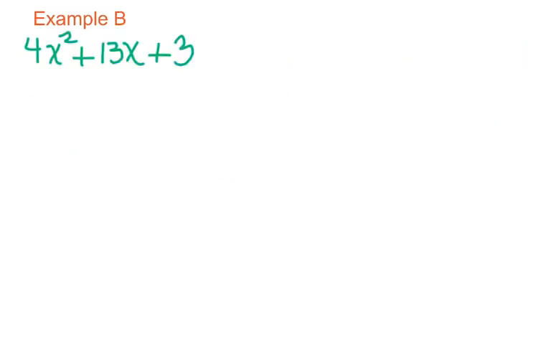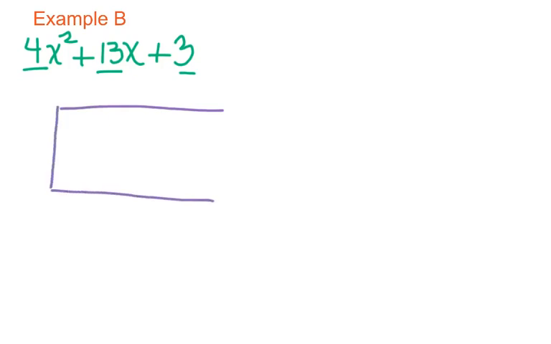Notice in example B, again, I've got 4x squared plus 13x plus 3. I'm going to take a look, and now I've got a coefficient of 4, a coefficient of 13, and a constant term of 3. I'm looking for a GCF. There's no common factor other than 1 that those three terms share. So I'm not going to be able to factor anything out of this polynomial. So my go-to method in this case is going to be my rectangle.